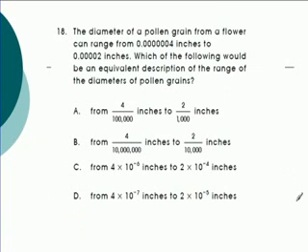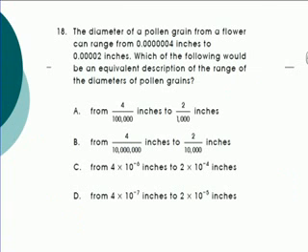Now, here's our first problem. The diameter of a pollen grain from a flower can range from 0.000004 inches to 0.00002 inches. Which of the following would be an equivalent description of the range of the diameters of pollen grains?